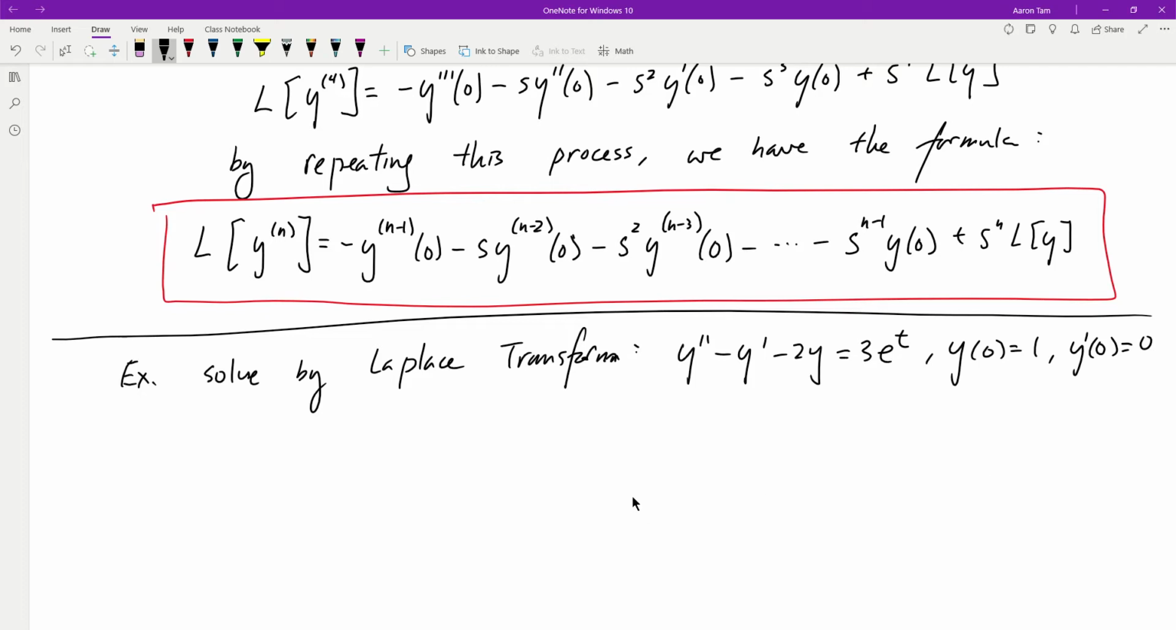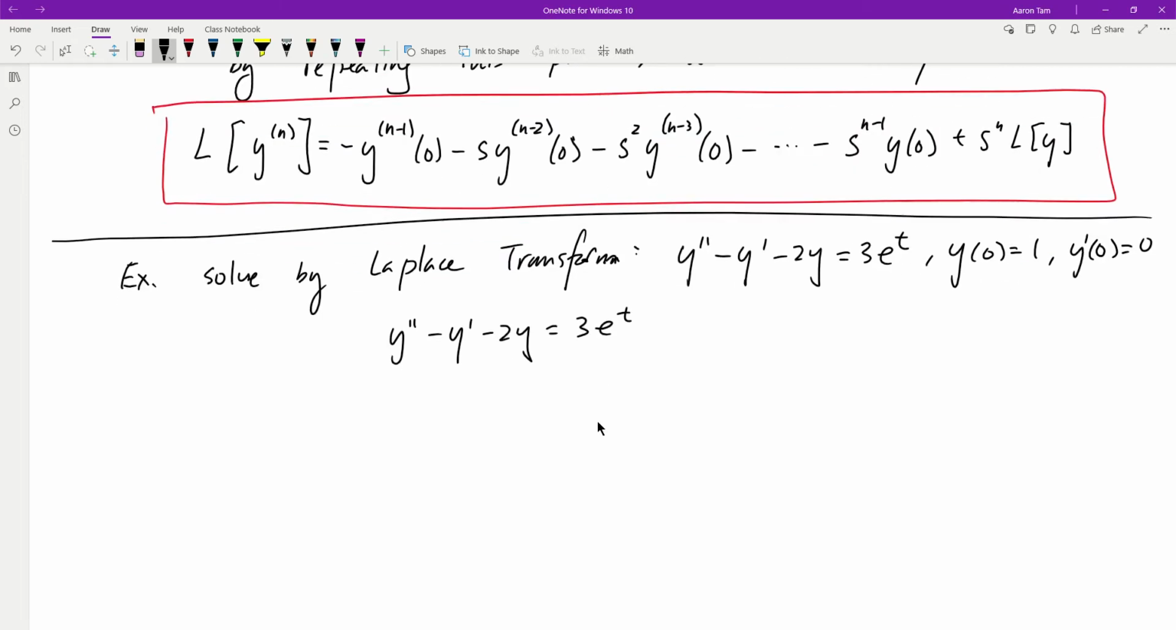All right, so let's go for it. So y double prime minus y prime minus 2y equal to 3e to the t. Remember, the process of solving this equation using Laplace transform is pretty much exactly the same as all the other ones. You go through the same exact steps, just the steps might be more difficult, but it's the same. You don't really have to think about what you need to do. So that means I'm going to do Laplace transform of y double prime minus y prime minus 2y, and that's equal to Laplace transform of 3e to the t.